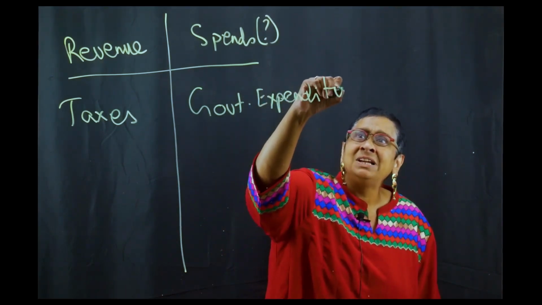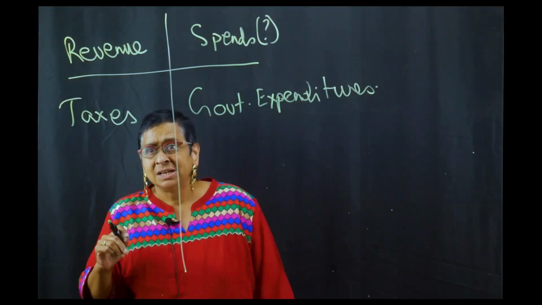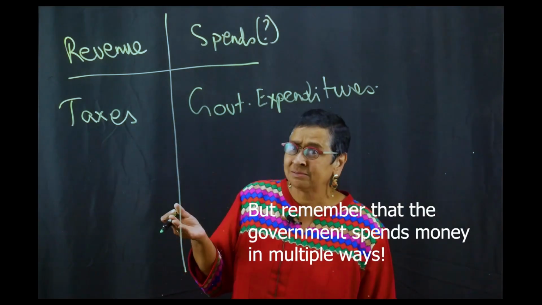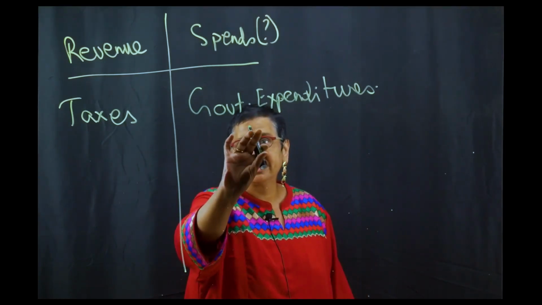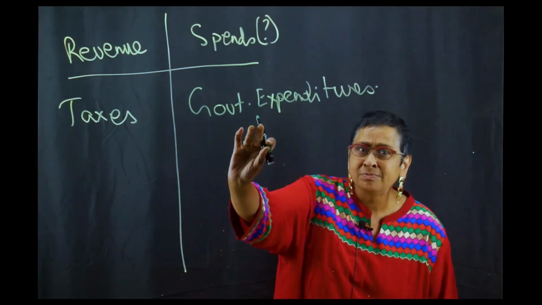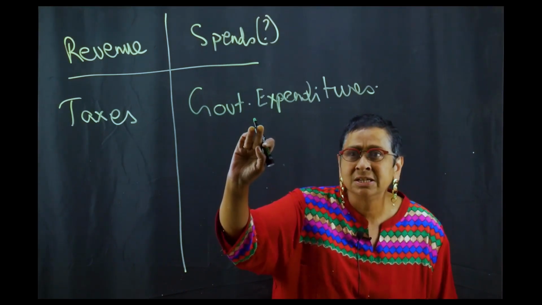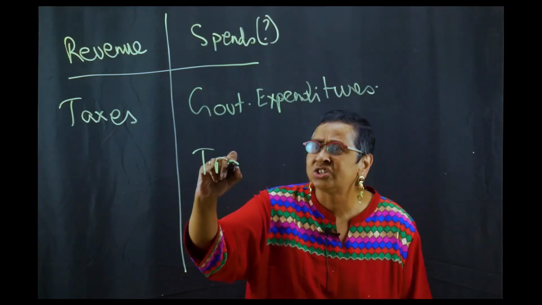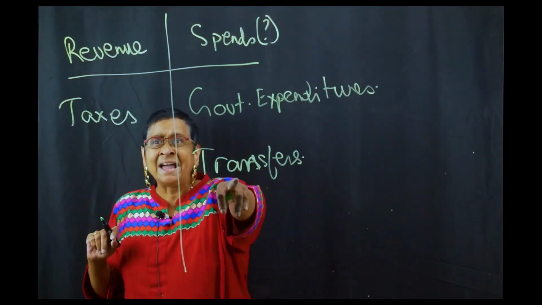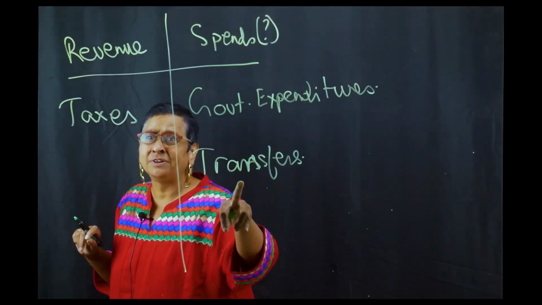Now, many people are very tempted to include all types of spending by the government under G for government expenditure. But remember that the government spends money in multiple ways. One way is it actually acquires new final goods and services, which is what becomes part of your aggregate expenditure. The other way government often spends money is that it doesn't go out and buy new final goods and services. It actually transfers that into people's pockets. And it's those people who do the spending on new final goods and services.